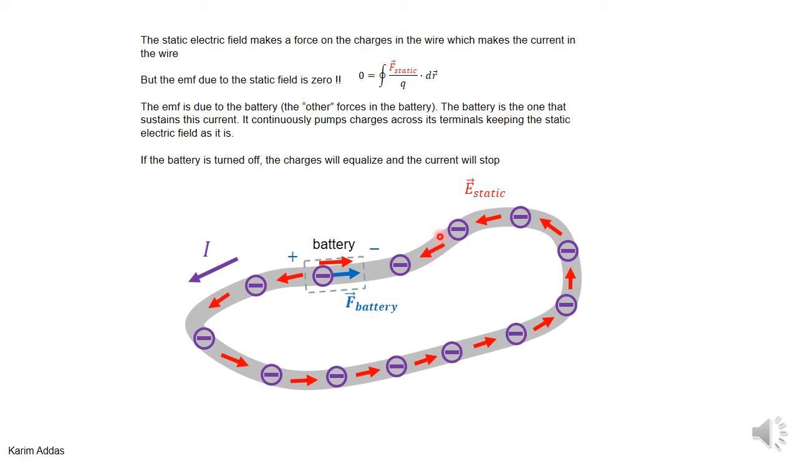The charges on the surface will just equalize, and the current will just drop to 0. So the thing that was making the current and keeping it established in the circuit was the battery, by pumping charges. So the EMF is due to the battery, the other forces in the battery. That's the one that's making the EMF in the circuit.